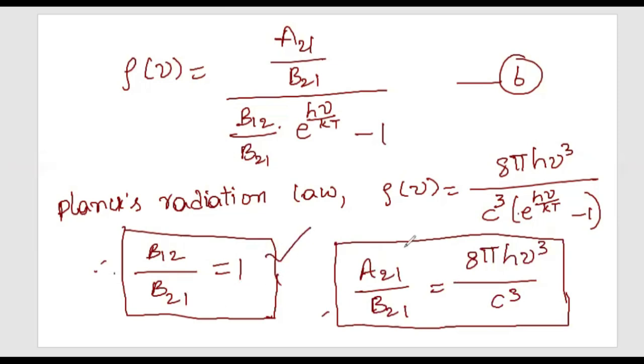The second relation gives the relation between the stimulated emission and the frequency. So here nu cube is there. So here our B21 is the rate of stimulated emission. So to get more stimulated emission in a laser medium, which frequency is suitable? We can get by this second Einstein relation. Here B12 by B21 is equal to 1 is the first Einstein relation. A21 by B21 is equal to 8 pi h nu cube by c cube is the second Einstein relation. Whereas A21, B21 and B12 are the Einstein coefficients.